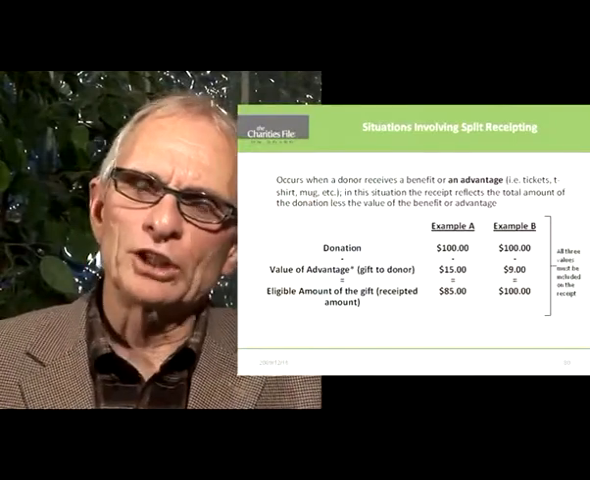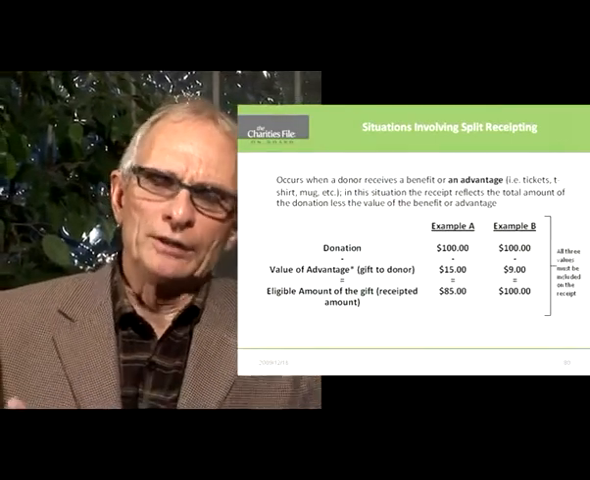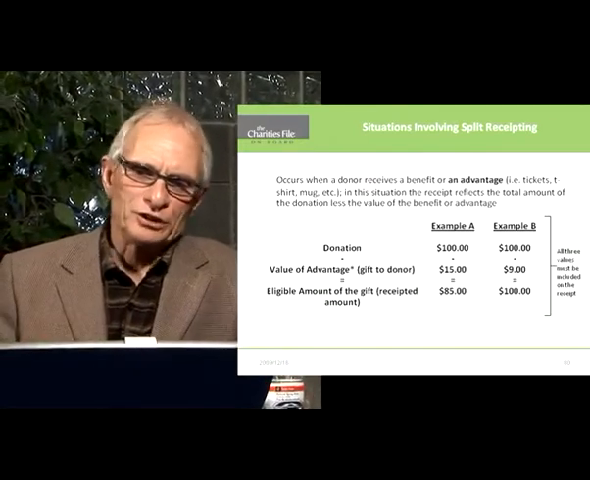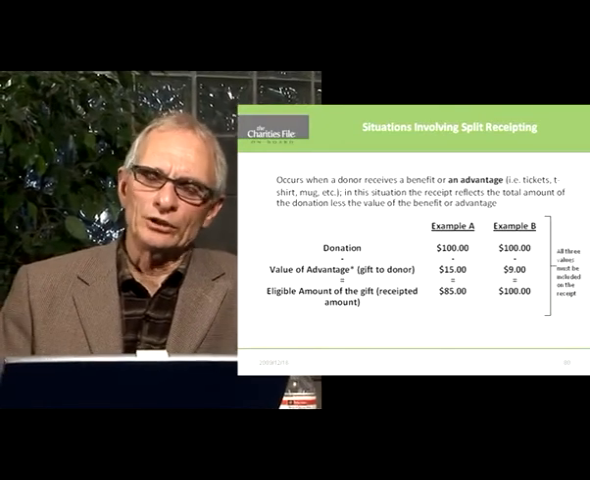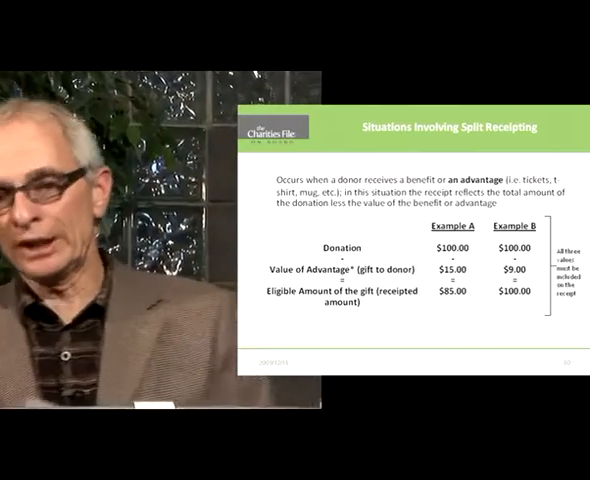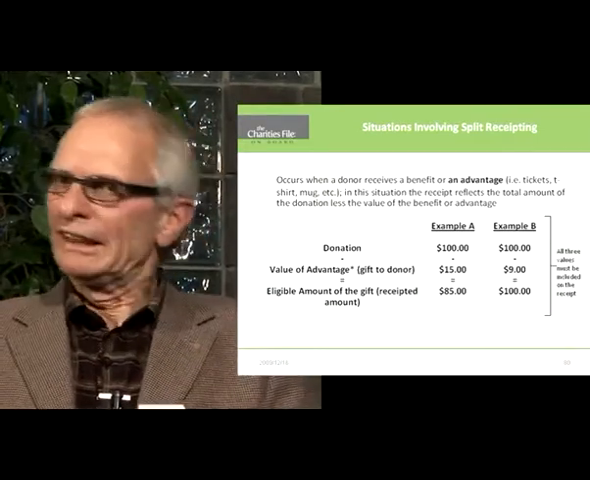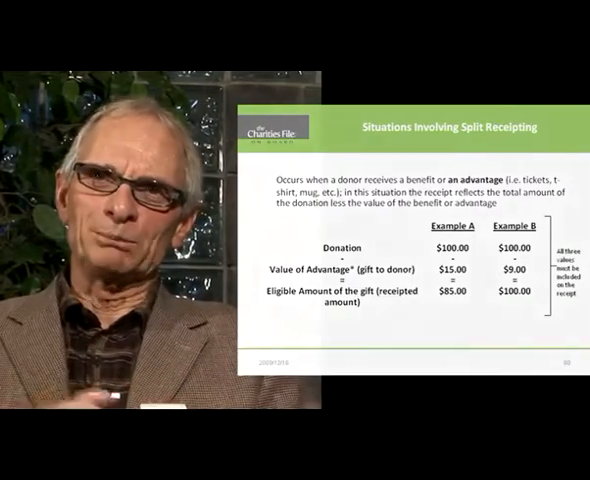So there are a couple of examples on this screen. The first example is a donation of $100. The particular donor receives $15 in advantages. Let's say they received a t-shirt or a mug or something like that, and then they are allowed to get an $85 receipt. Now, the second example here is where someone gives $100, they receive $9 in advantage, and they still get a $100 receipt. So there are some different little rules that come into play. But the basic concept is that whatever you give, you need to take off the value of the advantage, and then that's the eligible amount of your receipt.